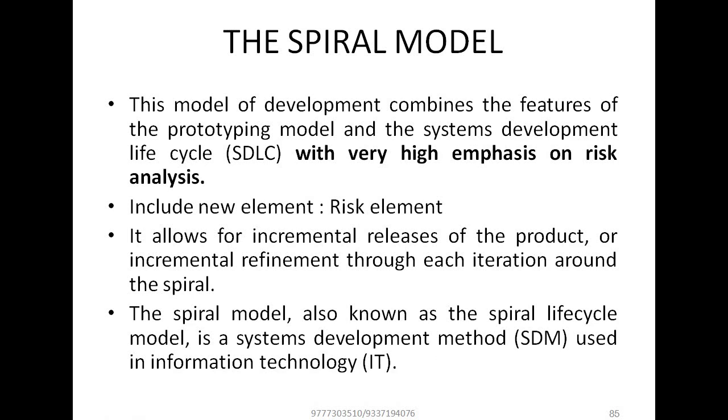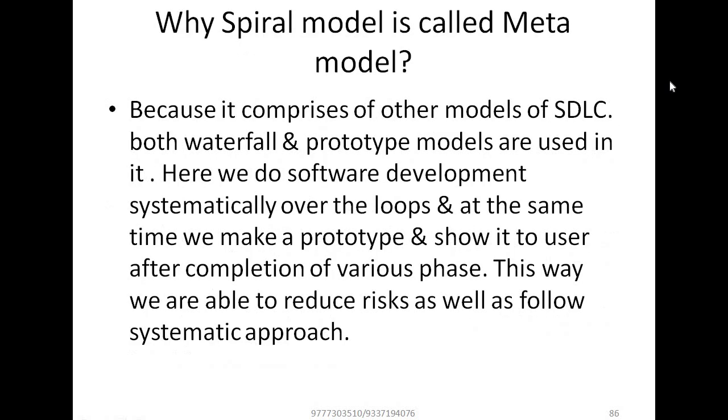That means this is one of the most used models in the IT or software industry, because the risk factor is handled here. Next, this spiral model is also called a meta model. Why is it called a meta model? Because it consists of all the other models.